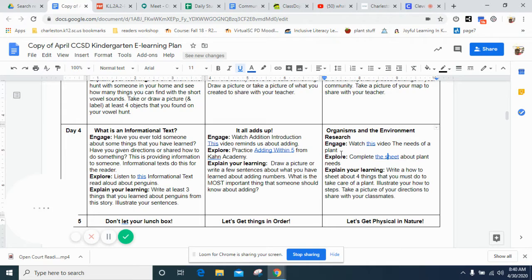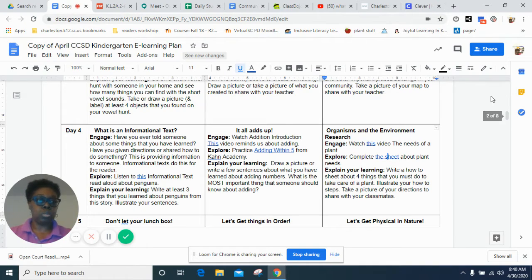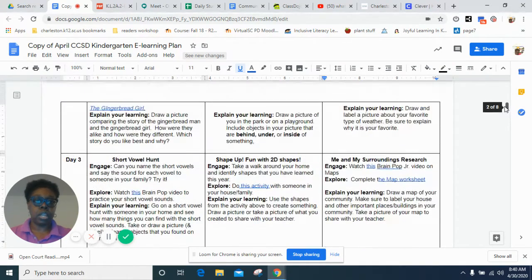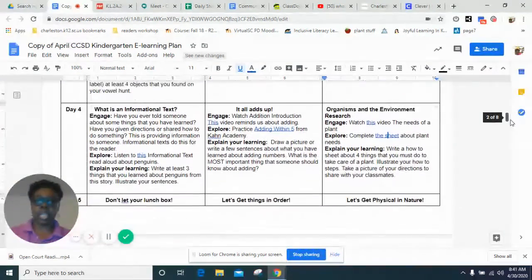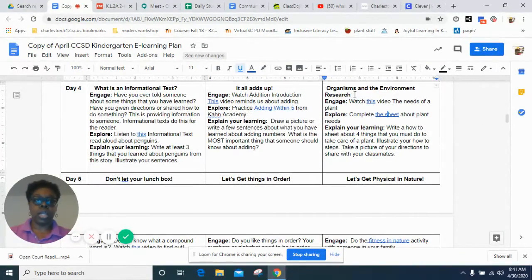Let's go ahead and look at our choice board review for today. Yesterday we talked about maps and we looked at a Brain Pop video for maps. So I'm just sliding down our science and I'm going to Organisms and the Environment research. And this fits right along with what we are doing in science.